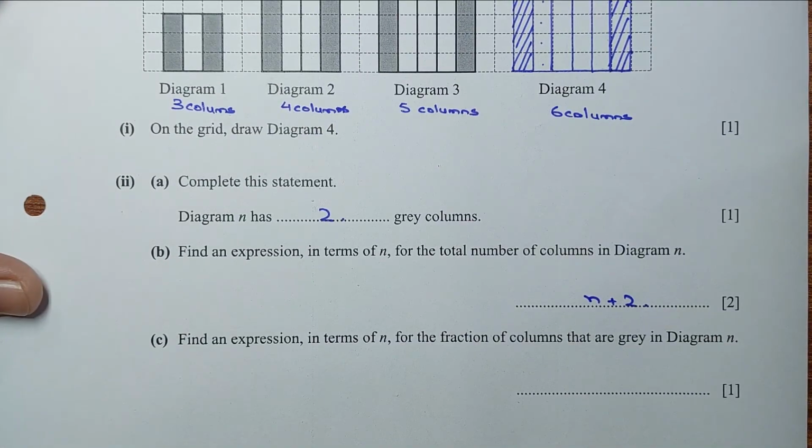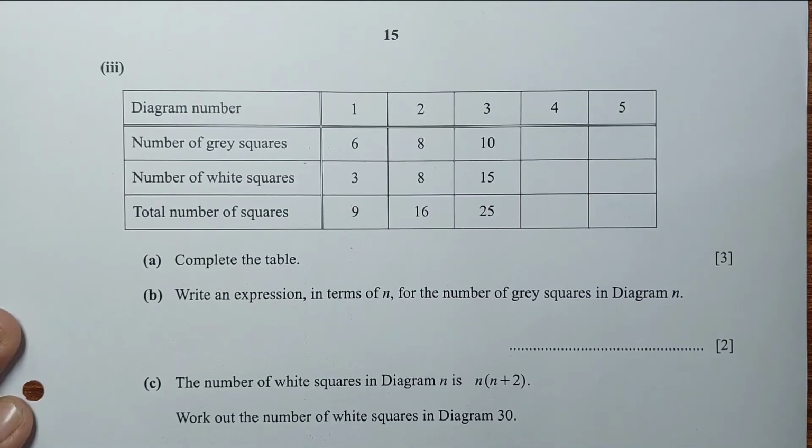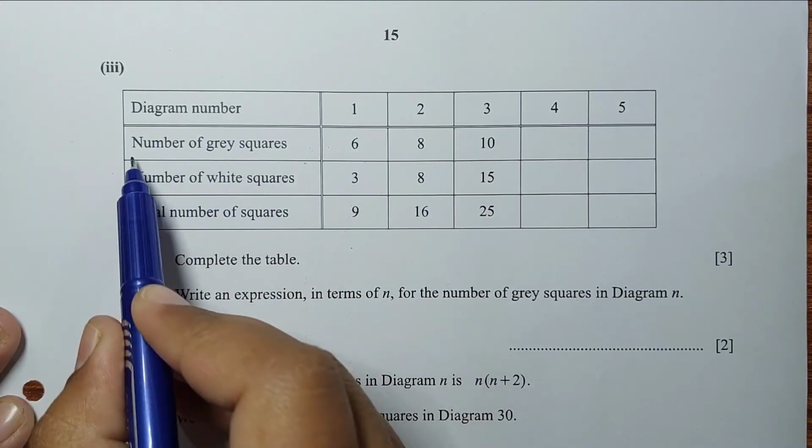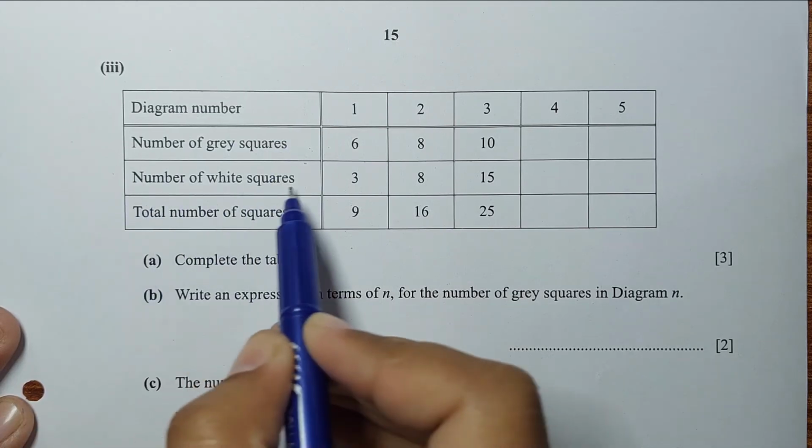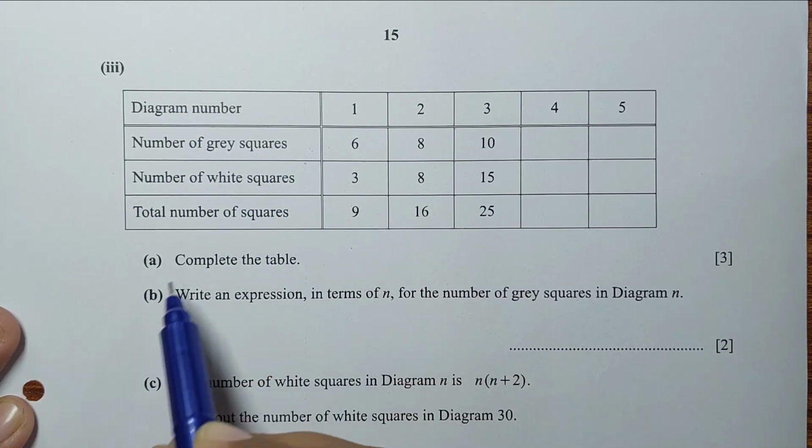Now for part C, find an expression in terms of n for the fraction of columns that are gray in diagram n. How many are gray for n? 2 are gray out of n plus 2. That is a fraction. Now for part 3, the diagram number, number of gray squares, number of white squares, total number of squares.